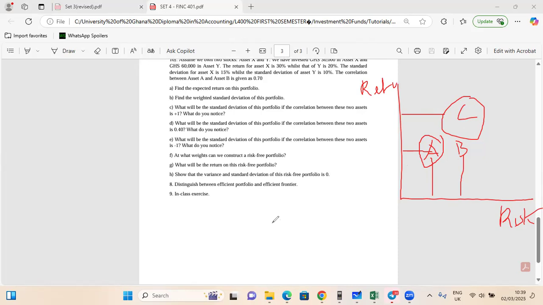It forms a curve on a risk and return portfolio. So that's what I've just illustrated. So the graph is the frontier, whilst the portfolios that we think are efficient here are the efficient portfolios, right?